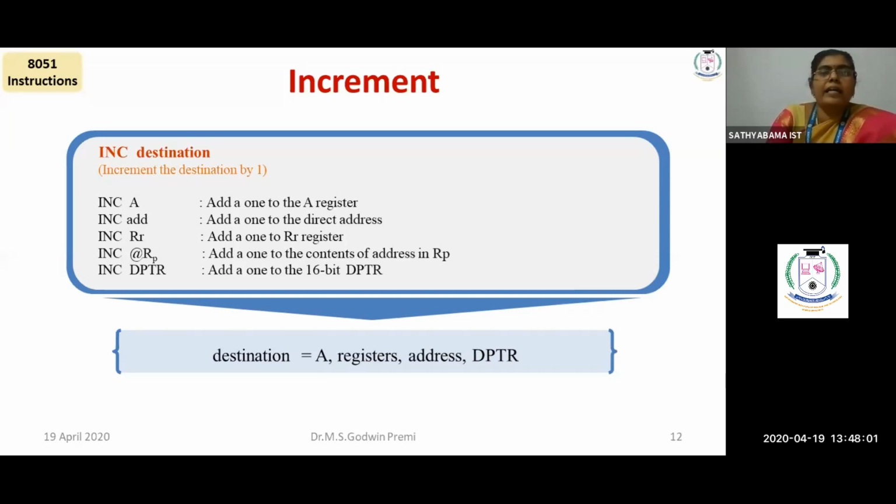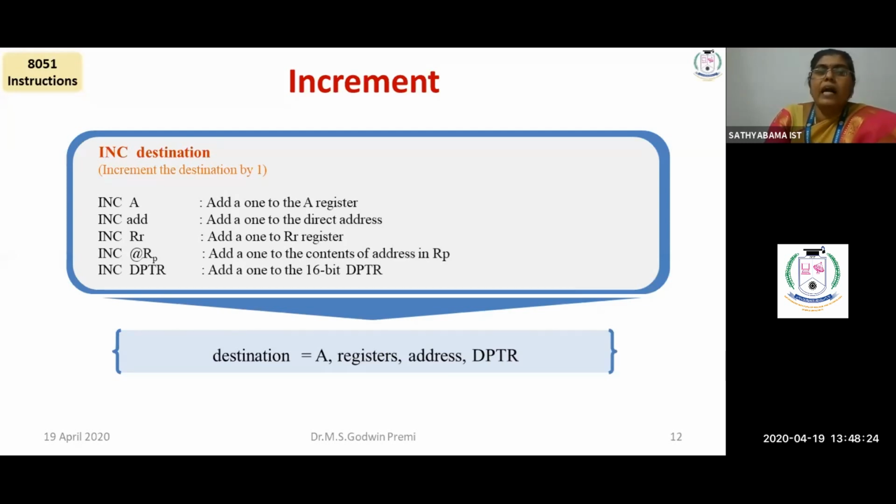Next, INC Rn. This is the register bank, registers R0 to R7. So add 1 to the registers. For example, INC R6. So the content of R6 is 50. Then INC R6 indicates that 50 is incremented to 51.